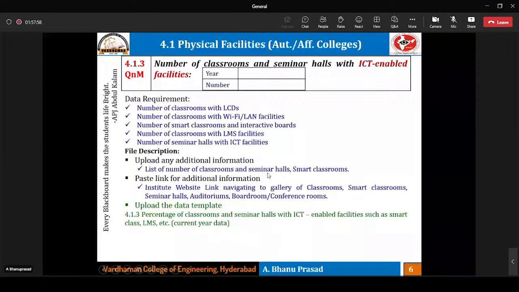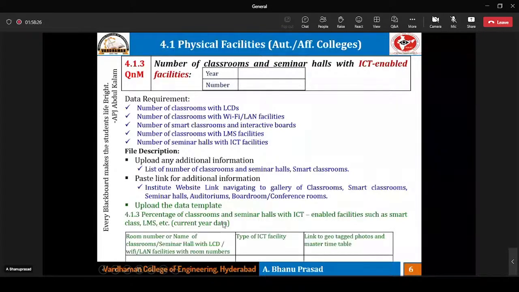So we can have the link navigated to the website where there could be a gallery of classrooms, boardrooms, auditoriums, conference rooms, etc. So here it is asked for data template to upload, where it is the percentage of classrooms and seminar halls with ICT enabled facilities such as smart class or LMS, etc. for the current year details.